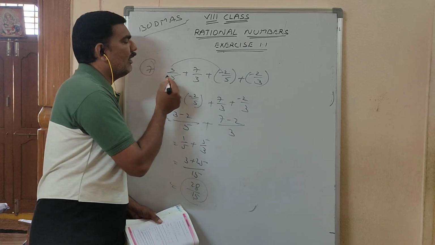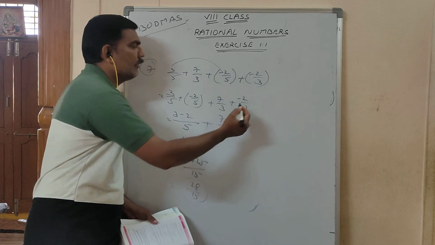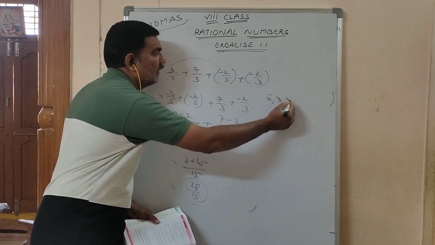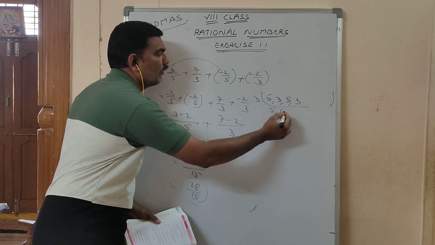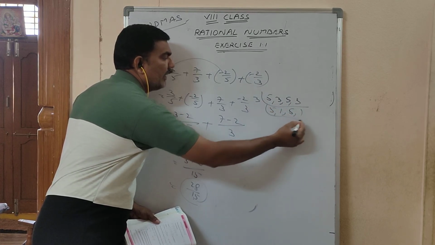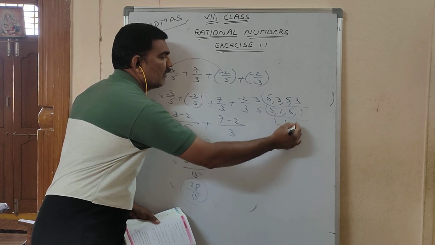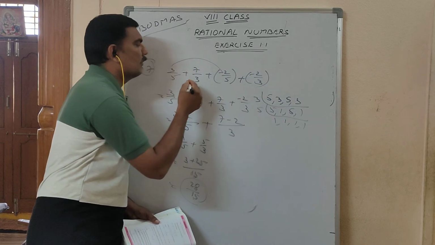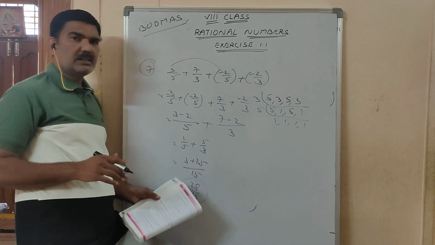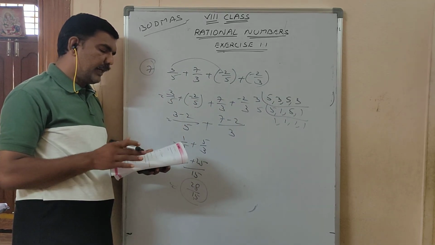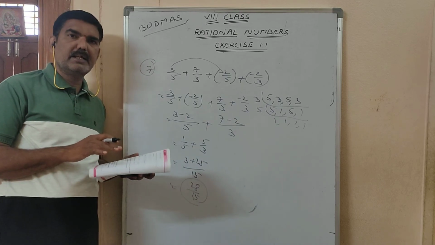You can also take all the 4 together and find the LCM like 5, 3, 5, 3. In the 3 table, 5 won't come. Again in the 5 table, 5 ones are 5. So the LCM becomes 15 and if you do everything that way it will also come. But this is the easiest method. So subtractions of fractions are there here.